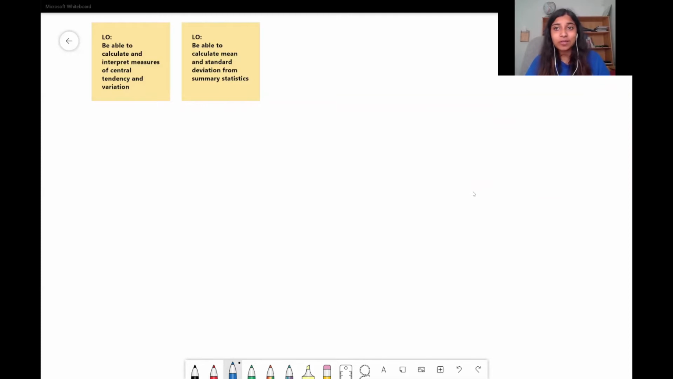So today we're going to be going over how to measure measures of central tendency. The learning objectives are to be able to calculate and interpret measures of central tendency and variation, and to be able to calculate mean and standard deviation from summary statistics. I'm going to be going over how to calculate all of these from different types of diagrams, such as histograms or cumulative frequency diagrams.